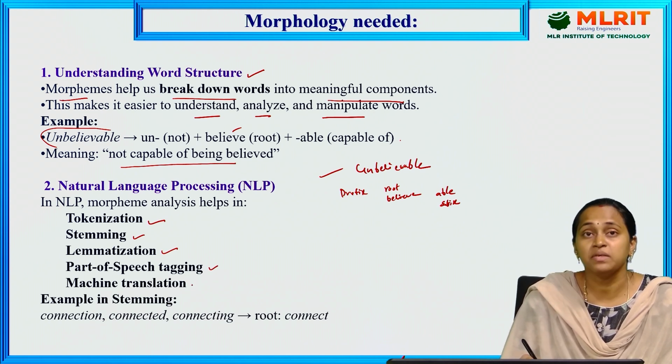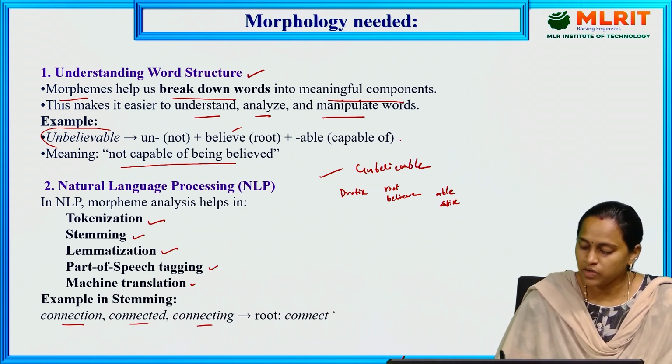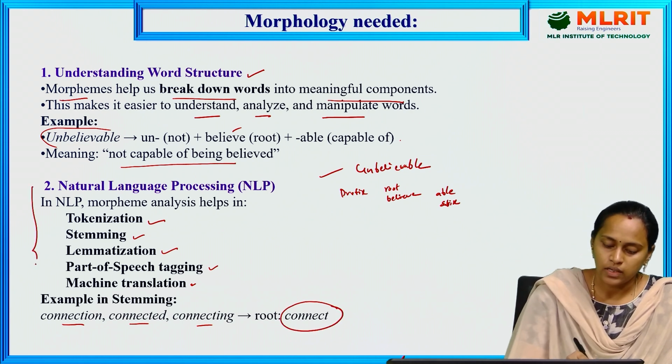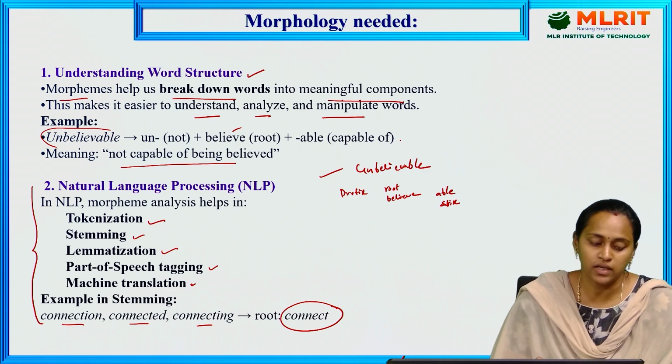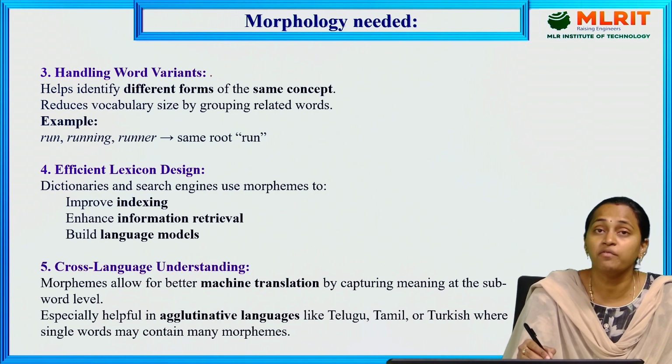Machine translation means conversion of one language to another language. For example, connection, connected, connecting. What is the root word? Connect. This is an example of a natural language processing application for why we are using morphology in natural language processing. Next, third one, handling word variants.